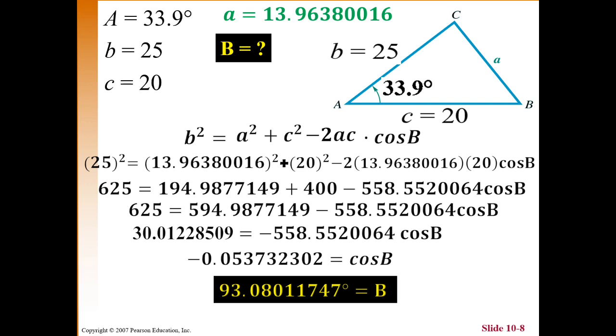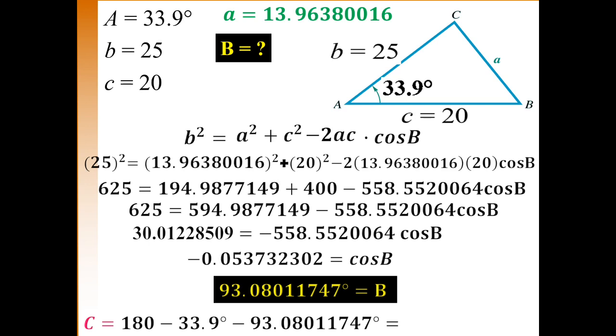All we have left is to find angle C. Although we cannot use the law of sines to find angle C, we can use the fact that all triangles add up to 180 degrees. So we'll just subtract the two angle measures that we know, angle A and angle B, from 180 degrees. And we find that angle C is about 53.02 degrees.